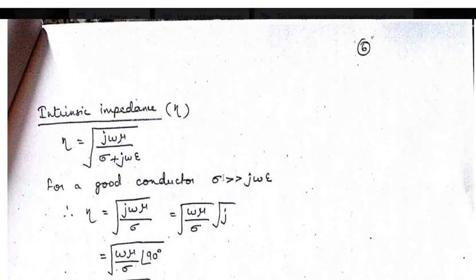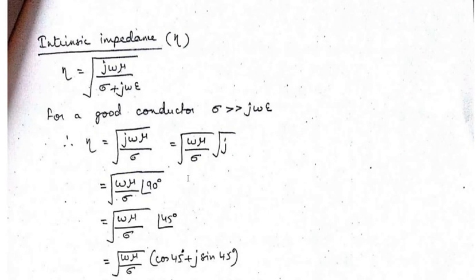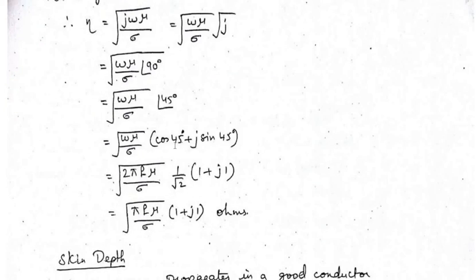Next, we need to solve for the intrinsic impedance in a good conductor. So follow the same procedure, and in place of sigma epsilon term, neglect it and simplify. So we get this equation.